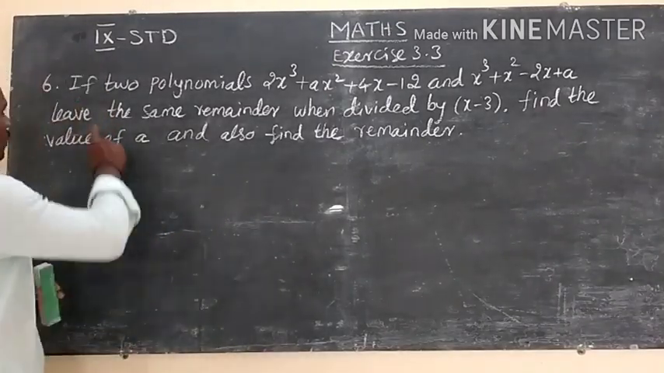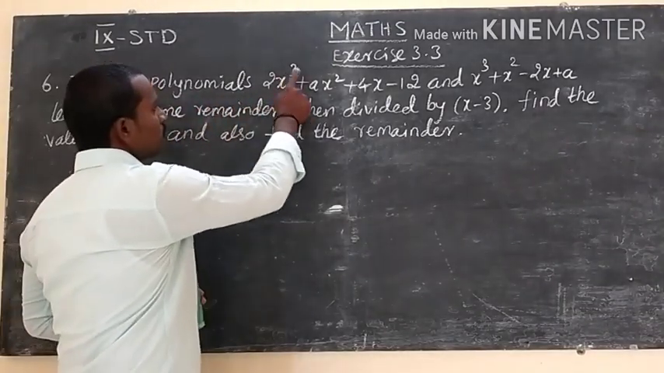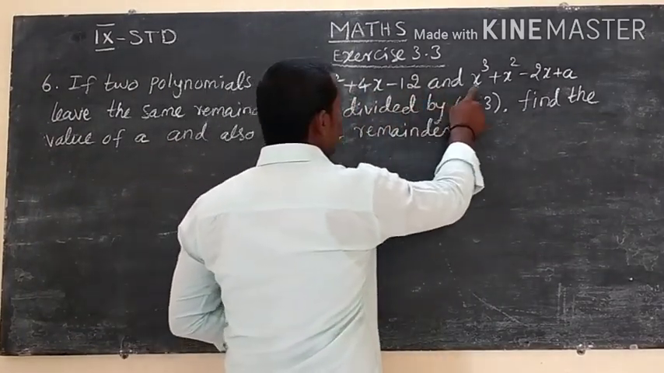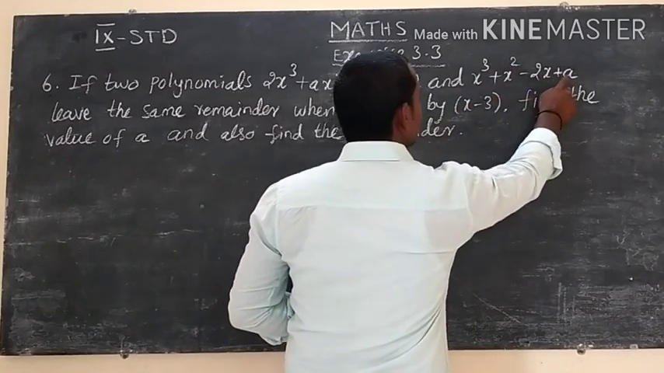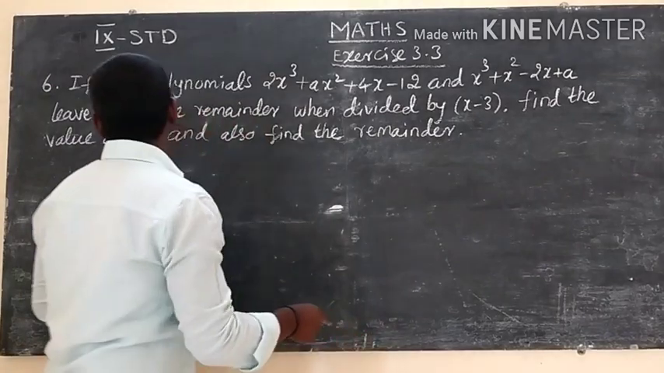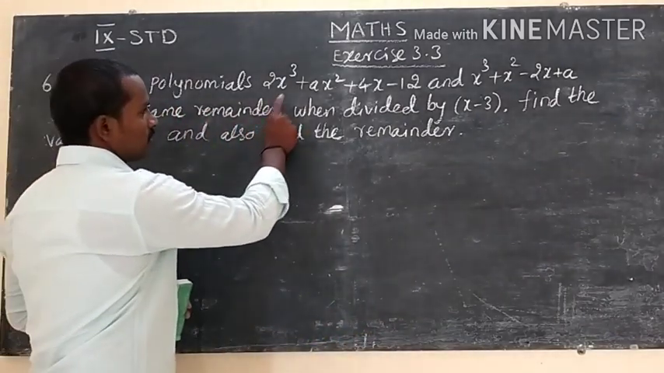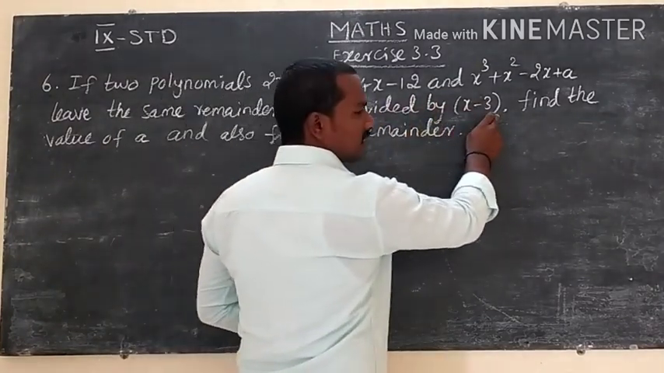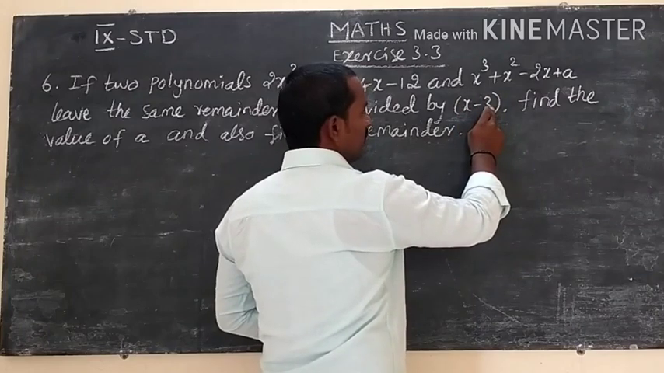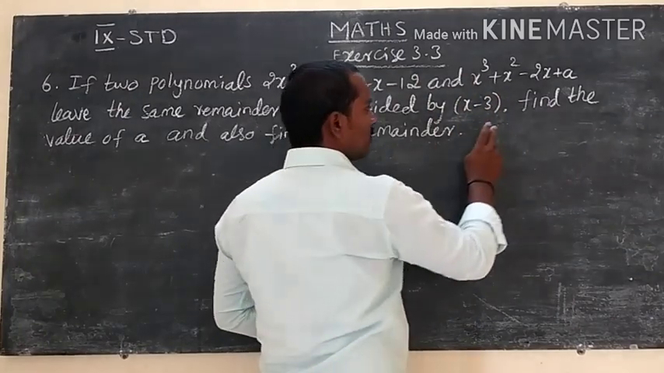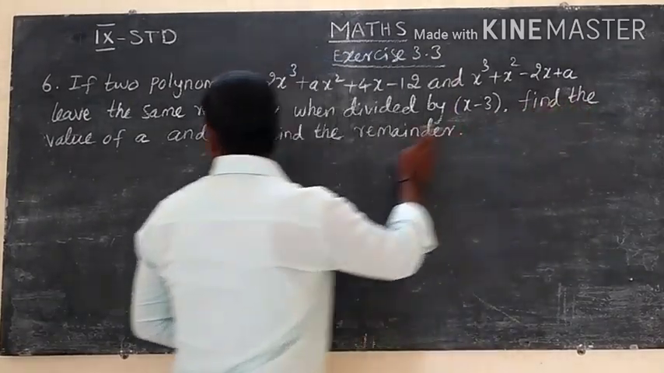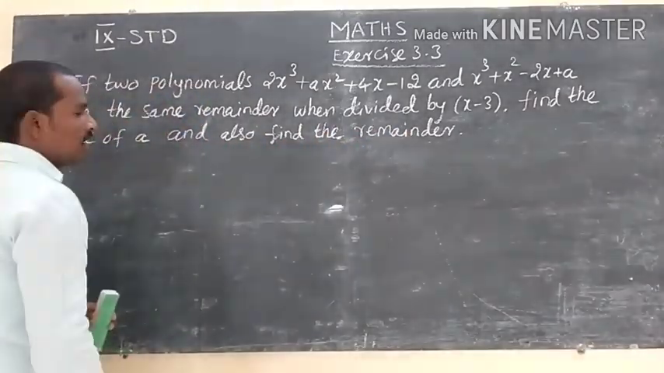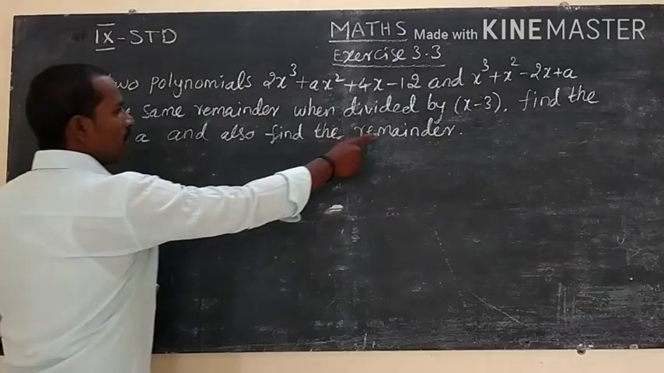The sixth sum: if two polynomials, 2x cube plus ax square plus 4x minus 12, this is one polynomial, and x cube plus x square minus 2x plus a, this is another polynomial, leave the same remainder when divided by x minus 3. If you divide the two polynomials by x minus 3, we get the same remainder. Have you understood? Then find the value of a and also find the remainder. There appear two questions: find the value of a and find the remainder.